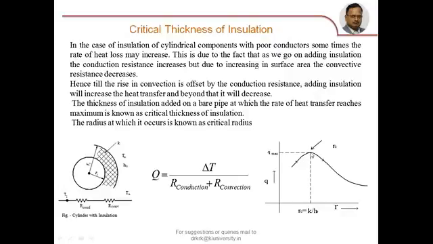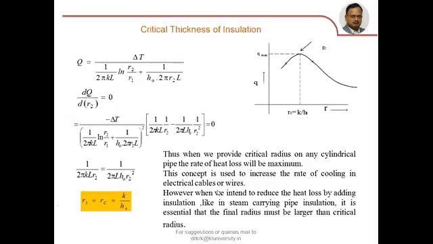when we provide a critical radius on a cylinder, the rate of heat transfer will become maximum. Beyond critical radius, the rate of heat transfer starts decreasing. Up to critical radius, the rate of heat transfer goes on increasing. So if you want to maximize the heat transfer from a cylindrical system, you have to provide critical radius. If you want to minimize the rate of heat transfer from a system, you should see that the point should lie on the right hand portion of this curve. Then adding insulation will reduce the heat transfer.